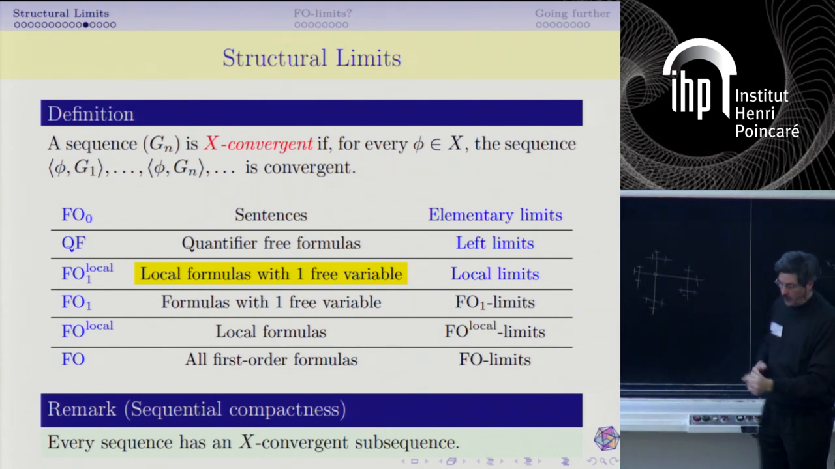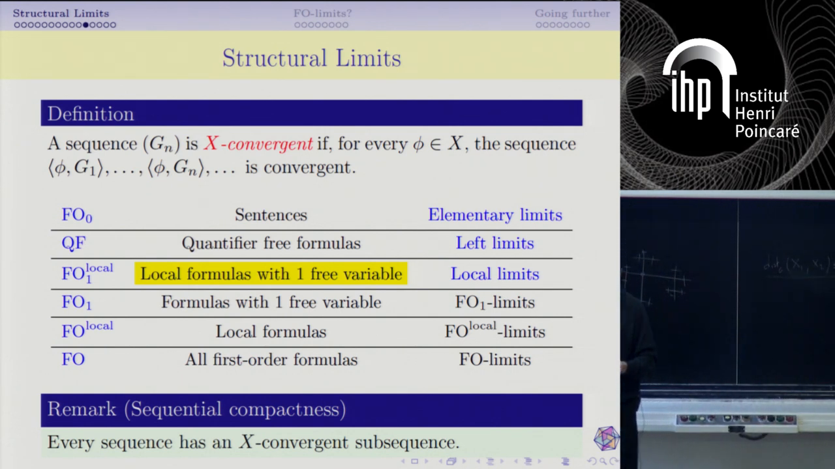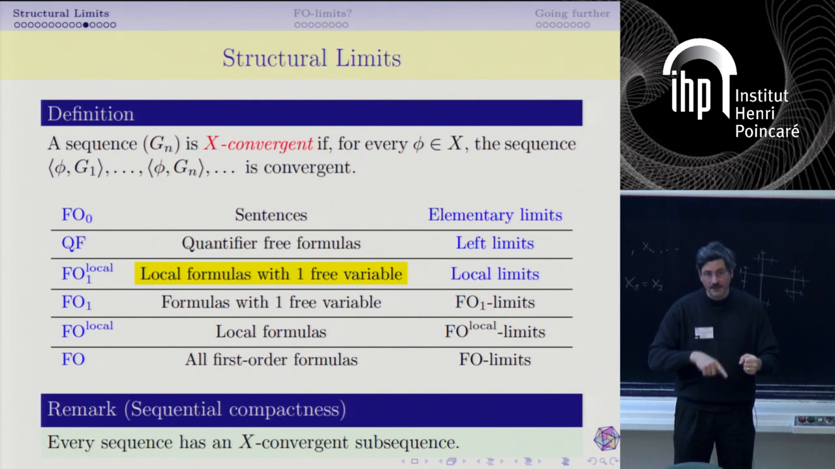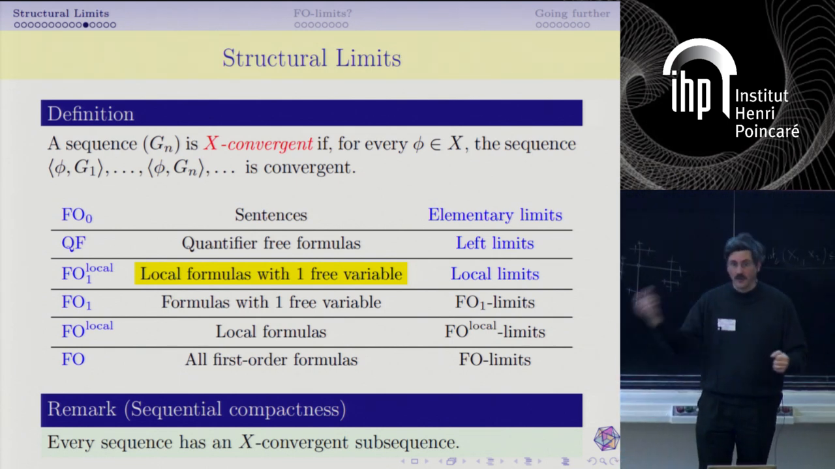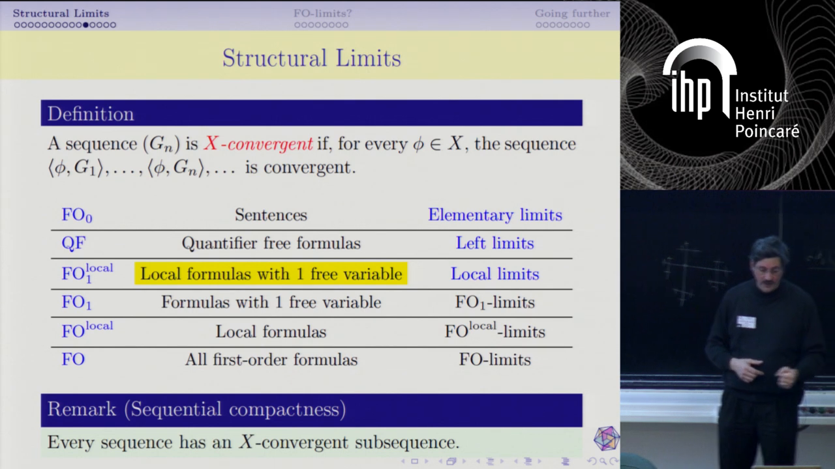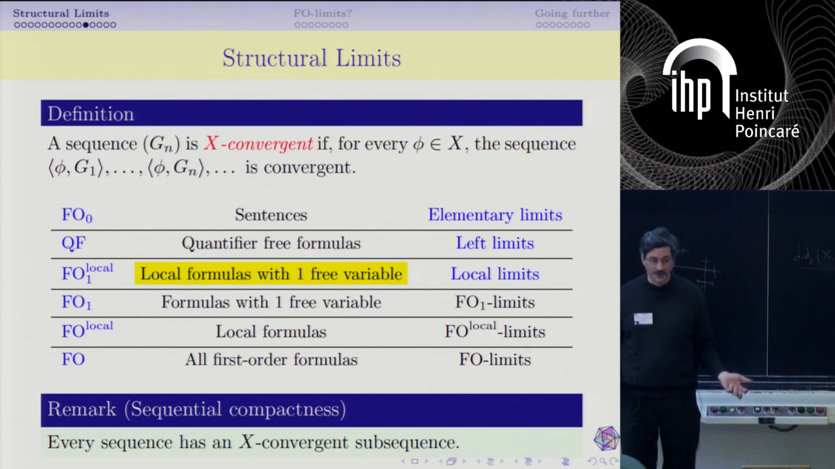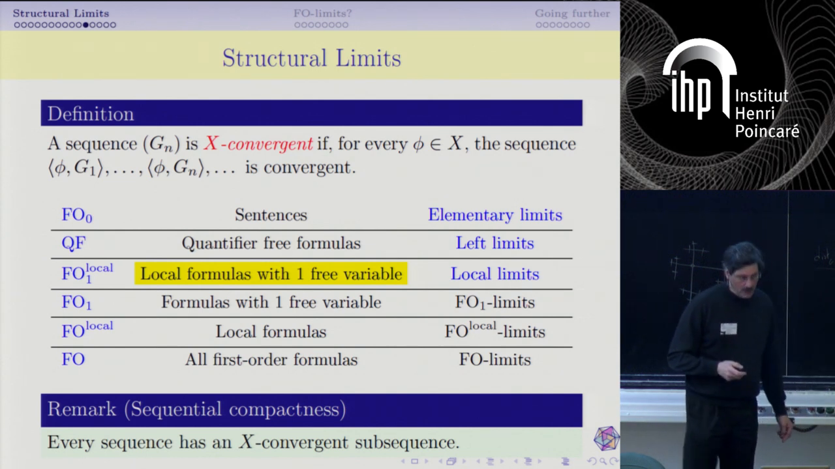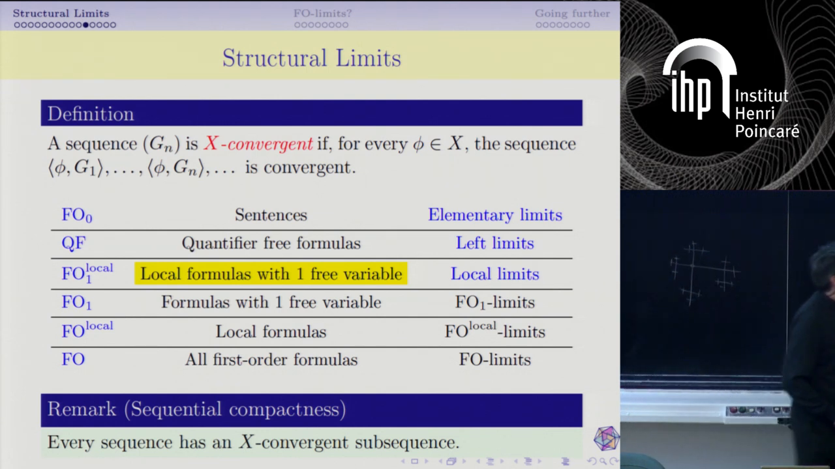If I only consider a single free variable and a local formula, and I am considering graphs with bounded degree, then the isomorphism type at some radius around the vertex V can be expressed by a local formula. And conversely, every local formula with a single free variable reduces to looking at the isomorphism type of a ball of some radius, because of the locality. A special case of interest will also be all first order formulas.